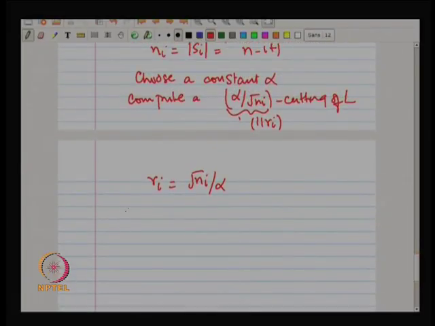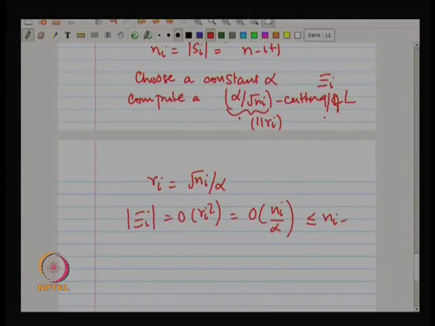Now, the size of the cutting, so compute a cutting, let us call it chi I. The size of chi I is order of R I square, which is order of n I square over alpha. If I choose alpha to be sufficiently large, I can make this quantity n I minus 1. Because you have a constant c, if I choose alpha to be bigger than the constant c in the cutting, then this will become less than n minus 1. Does this make sense, or did I lose you?